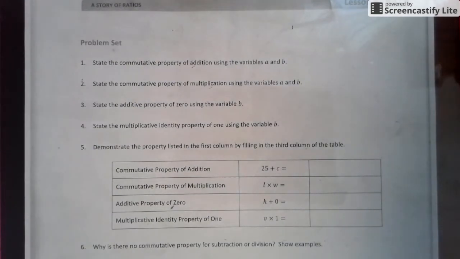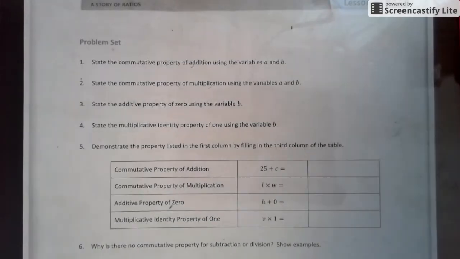Okay, so today is lesson 8, and if you're trying to find the notes, it's page 46. And we're going to be working with properties today, just a few of the properties. You started learning these in 5th grade, but we're just going to refresh.